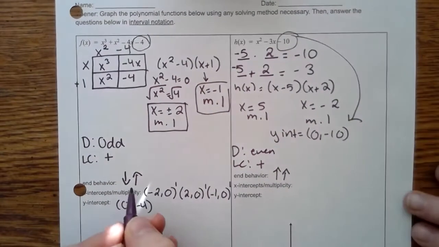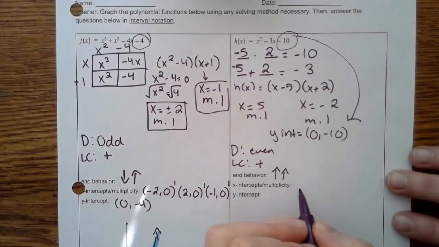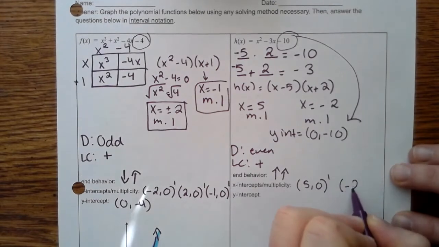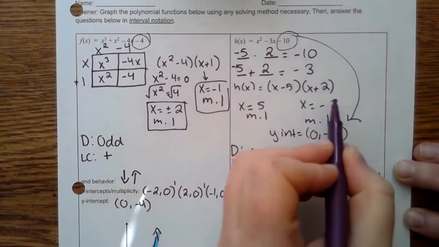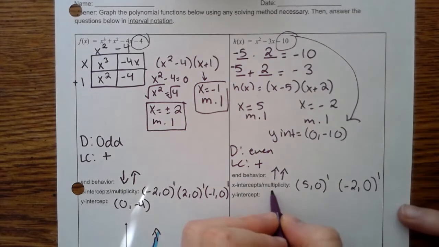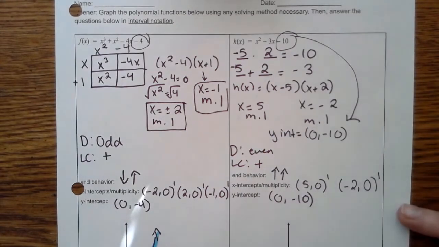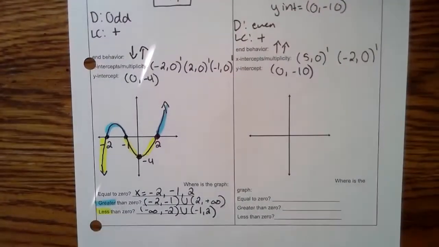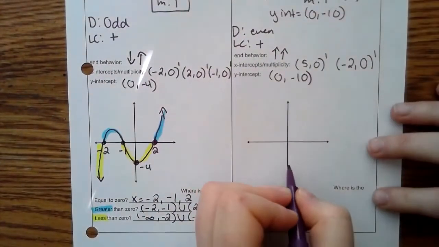Remember, this is lesson 1. That was a long time ago. Intercepts and multiplicity. I have 5, 0, multiplicity 1, negative 2, 0, multiplicity 1. So I'm just rewriting this here. My y-intercept is 0, negative 10. Okay, let's graph. So I've thrown my intercepts first.